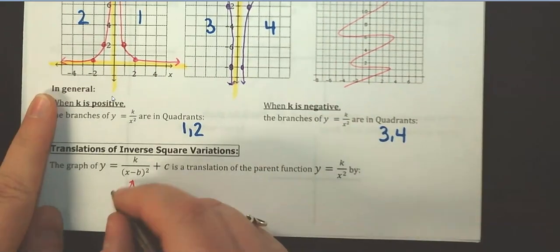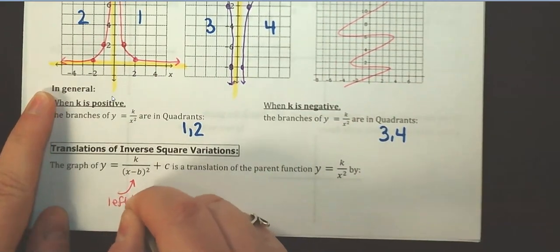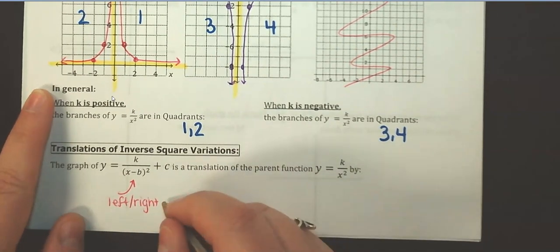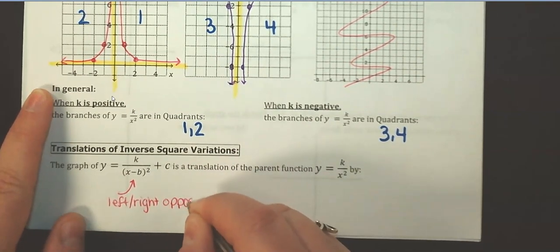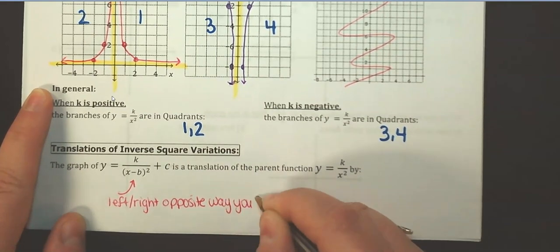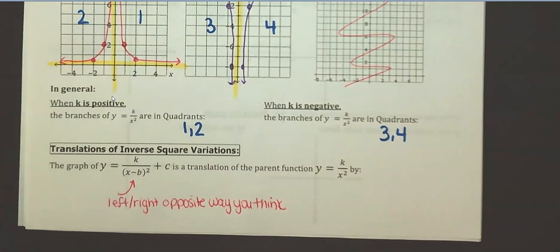But same rules apply. So whatever's with the x is going to shift the graph either left or right, and it'll be the opposite way that you think. So if that looks like x minus 5, it actually goes 5 units to the right. If you had x plus 4, it would actually go 4 units to the left. And it's what would set that equal to 0, which is where we're going to have a problem on the graph because I can't divide by 0. So it's going to be the opposite of what that looks like.